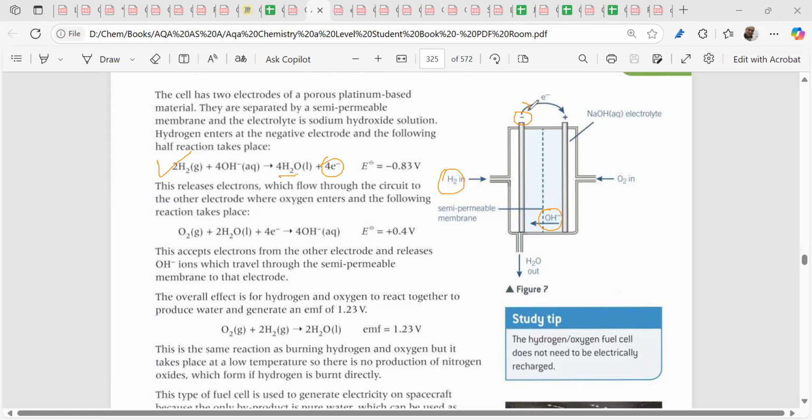This 4e- will be transferred by the external wire and come to the positive electrode, where oxygen is getting pumped in. So what happens? Oxygen plus H2O plus 4e- gives you 4 OH-. See, the OH- generated over here will pass through the semi-permeable membrane, right? And again come to the negative electrode to be used up, right? So you don't have to supply the NaOH or KOH. Do you get my point, right? What happens over here, right? Is it clear to you?